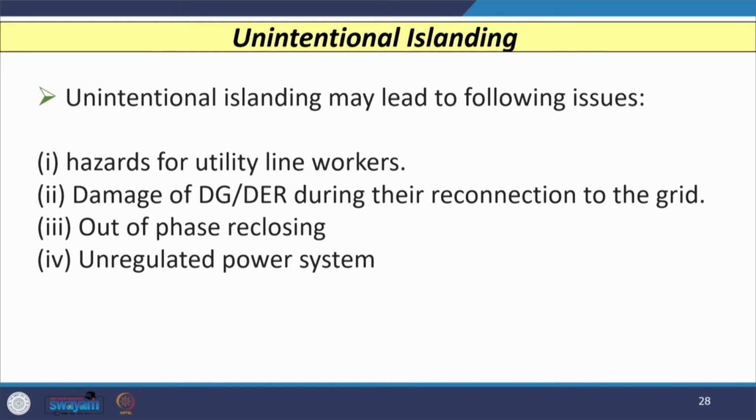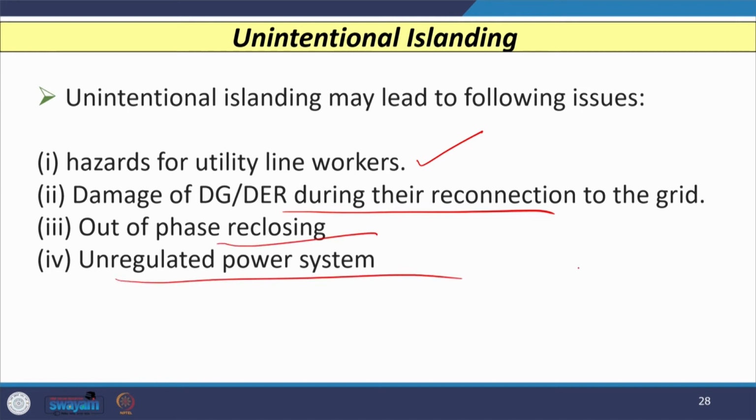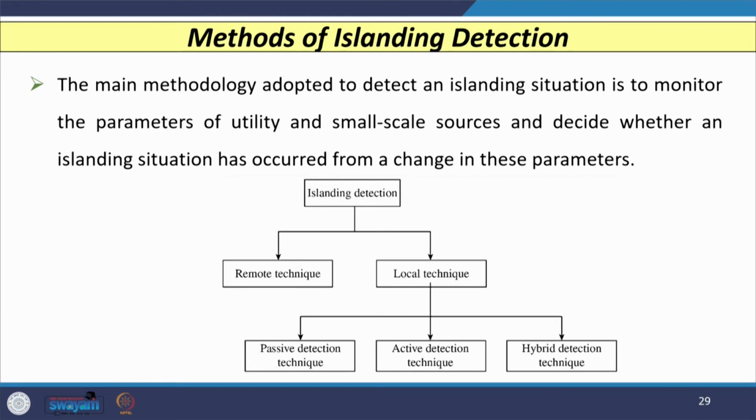But as we have discussed, in case of unintentional islanding, we have issues like hazard to utility or maintenance personnel, possible damage to the distributed generators because of reconnection of the grid, out of phase reclosing of loads, and an unregulated power supply system. So, in a nutshell, we can say that we have to detect the islanding situation, and we have to detect it before 2 seconds.